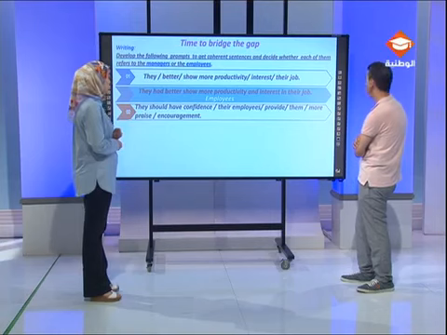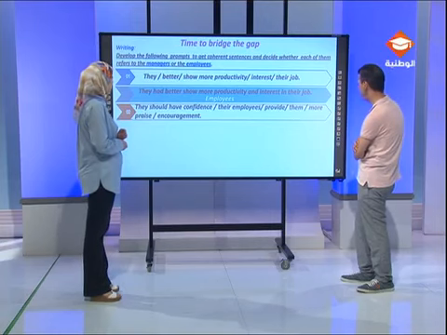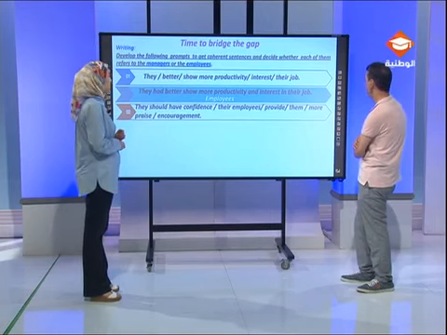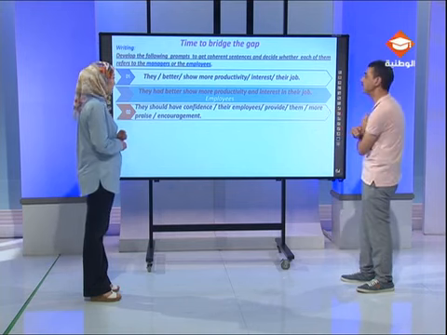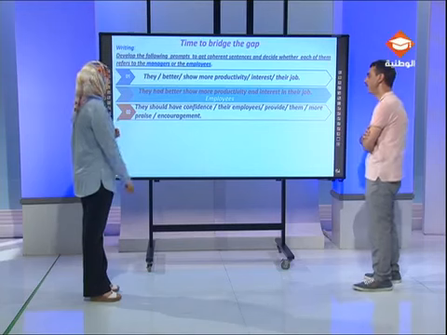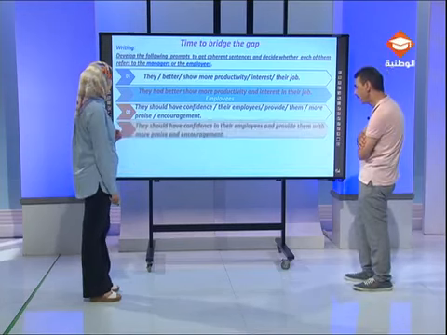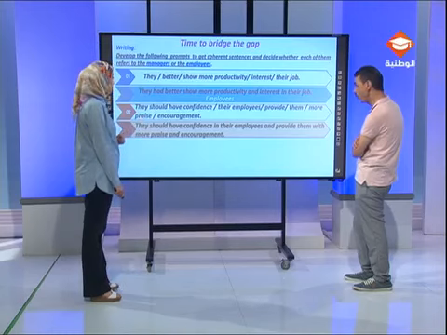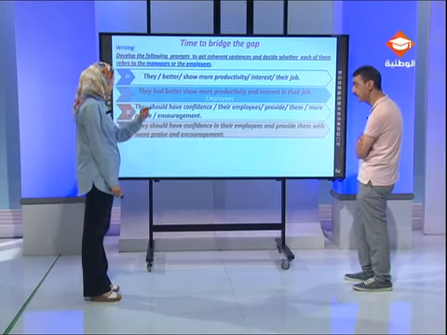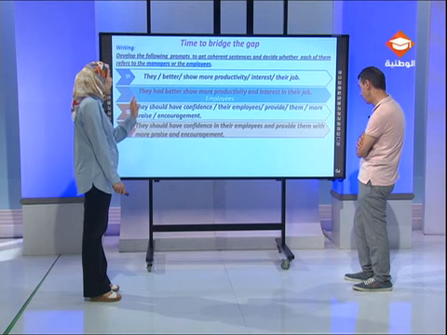Yes. And provide them, or by providing them. To provide somebody with something, by providing them with more praise and encouragement. I think that's important. Positive reinforcement or encouragement. Let's check. They should have confidence in their employees and provide them with more praise and encouragement. Yes, you provide someone with, but you provide something for.